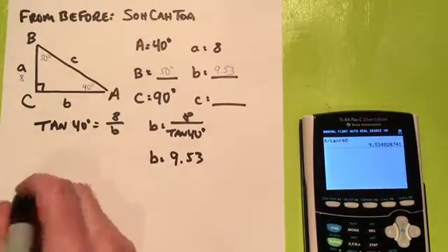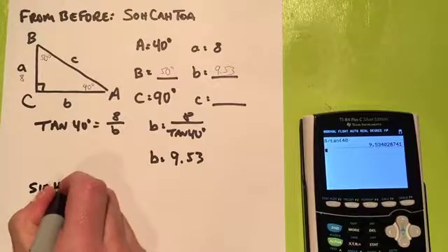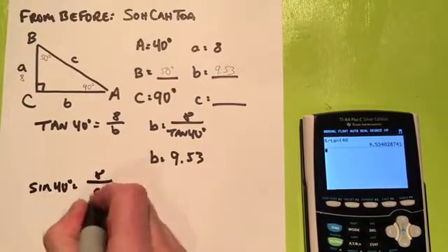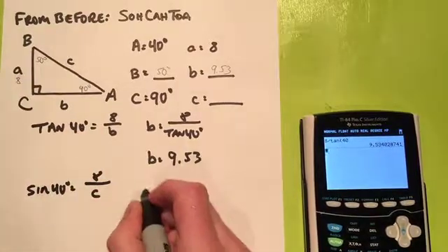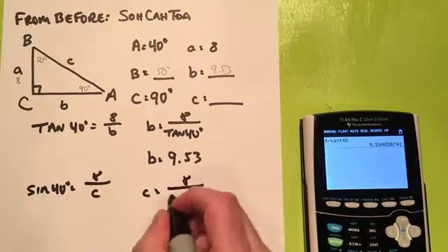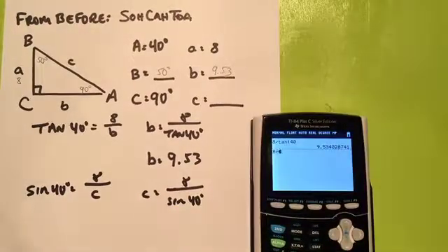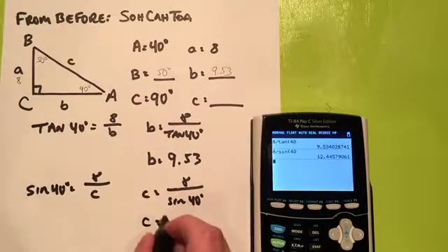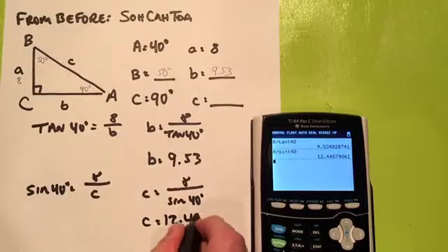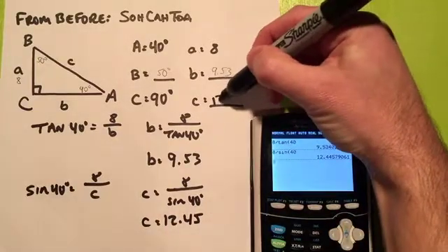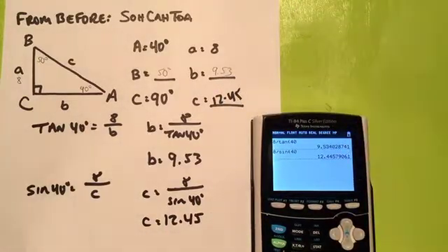So I'll plug in. We've got sine of 40 degrees equals 8 over C. Do the same exact thing. C equals 8 over sine 40. And we've got side C, 12.45. Hooray. Nice and easy.